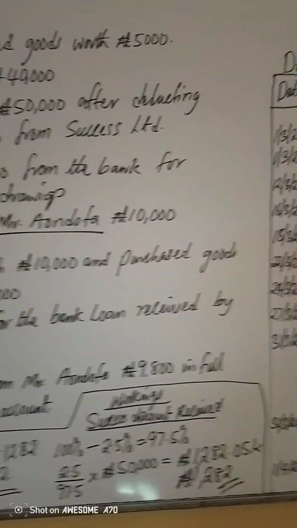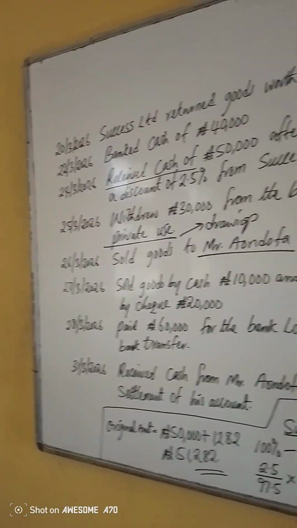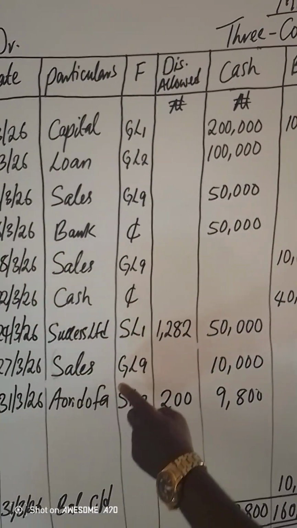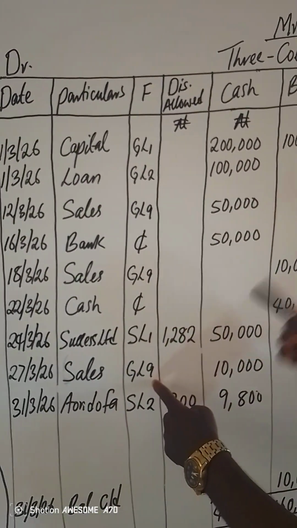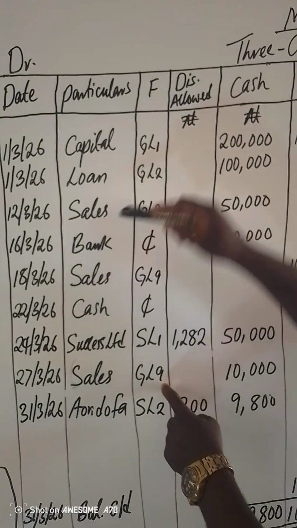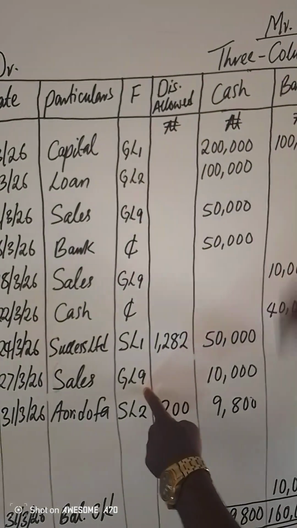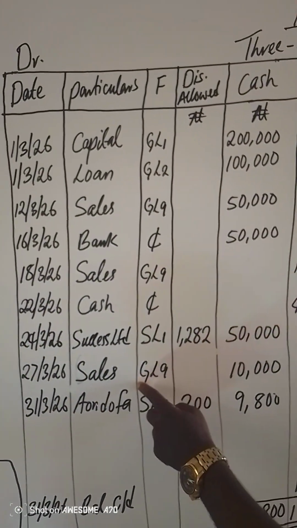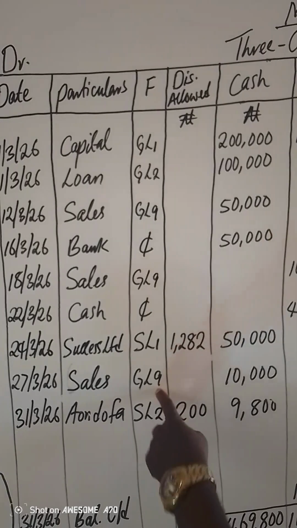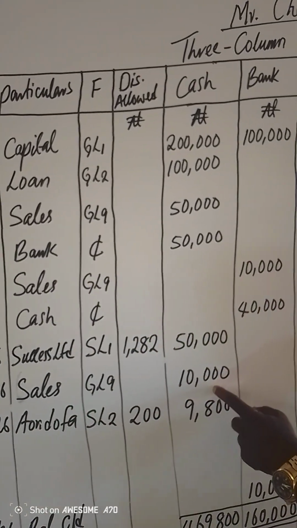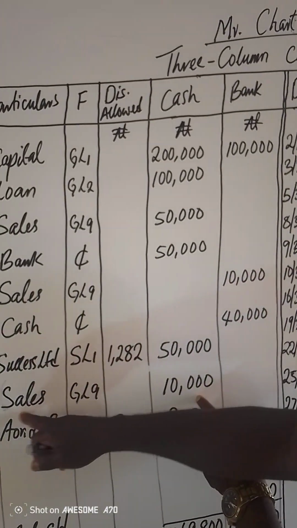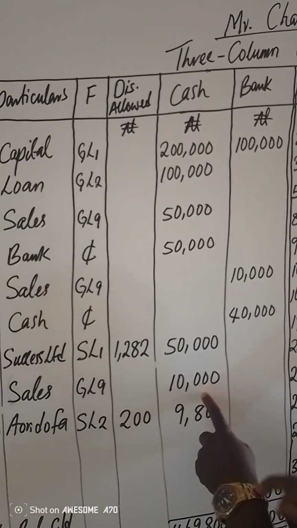On the 27th of March 2026, sales by cash, which is General Ledger 9. Mind you, I told you that sales is already having General Ledger 9. So anytime we're talking about sales, we must use General Ledger 9. And sales by cash is 10,000. This money is coming in through sales by cash, General Ledger 9, and it's 10,000.